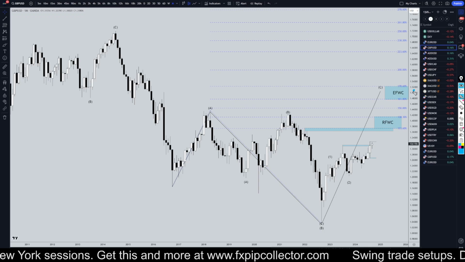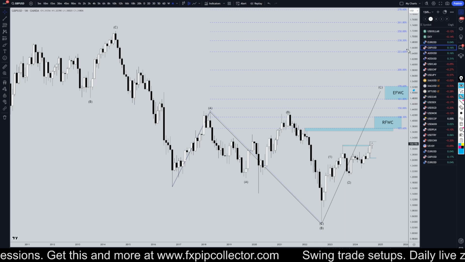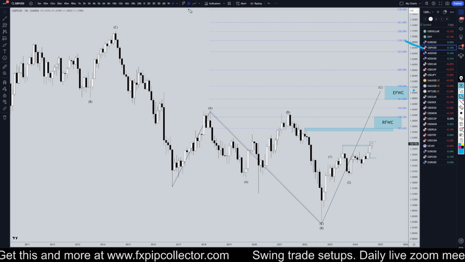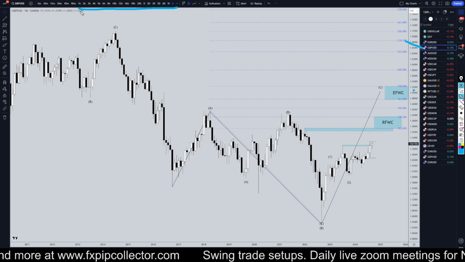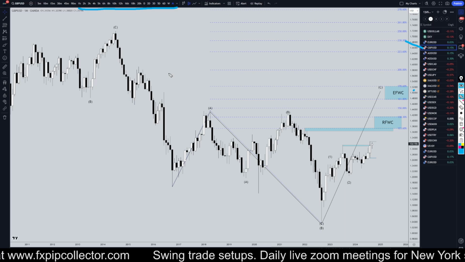Today is Wednesday, September 18th, and I'm going to be analyzing the pound US dollar, starting on the monthly, working my way all the way down to the 1 hour time frame for the full top-down analysis.